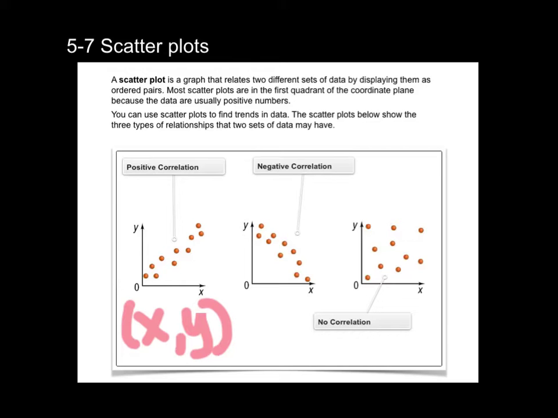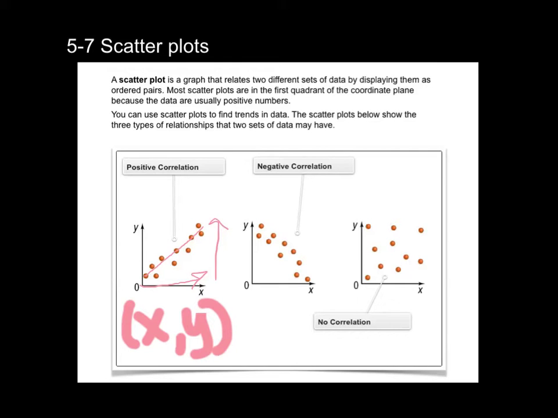The first one is a positive correlation. A positive correlation means that if you were to take 2 points and draw a line, you're going to have a positive slope. So positive correlation means the slope is positive. As x increases, so does the y value increase. So it's positive. They're both a positive correlation.